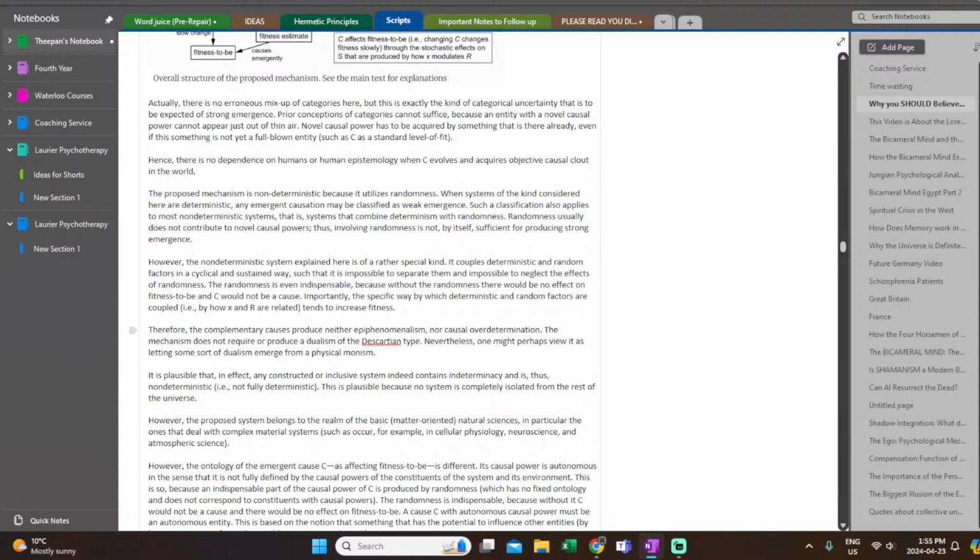Nevertheless, one might perhaps view it as letting some sort of dualism emerge from a physical monism. Again, I would respond to that by saying that it's not necessarily dualism. It's a relative dualism relative to the system itself, but it still doesn't imply dualism in the sense that there's only two things. I think there's a lot of things. I think that what this is showing is that there's plenty of things, as opposed to just two things of mind and matter.